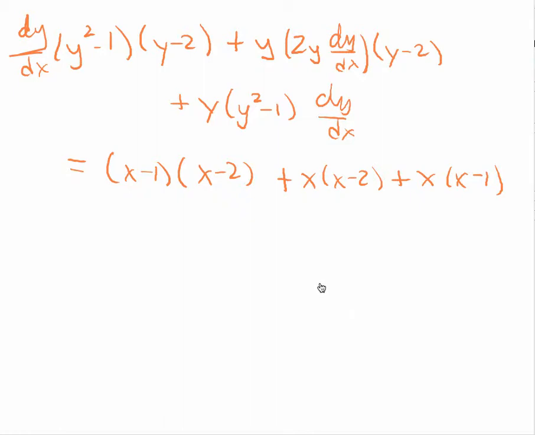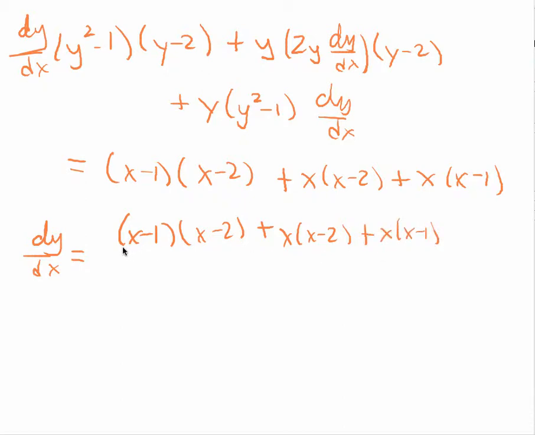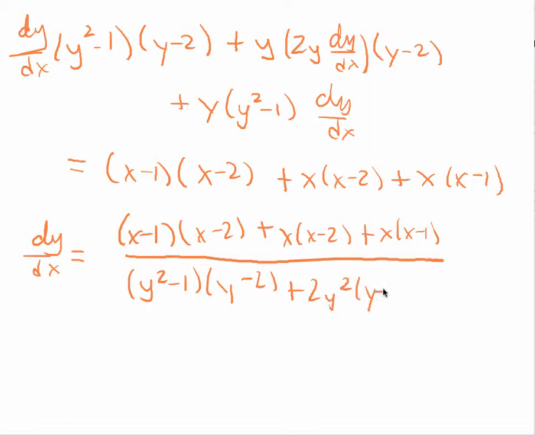Okay, and a little bit of solving gets us down to dy dx equal to x minus 1 times x minus 2 plus x times x minus 2 plus x times x minus 1, all over y squared minus 1 times y minus 2 plus 2y squared times y minus 2 plus y times y squared minus 1.